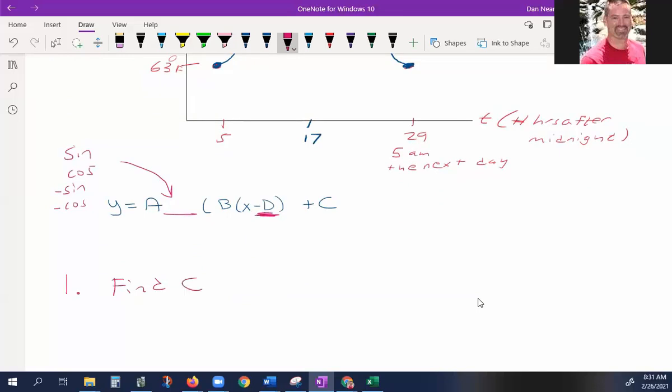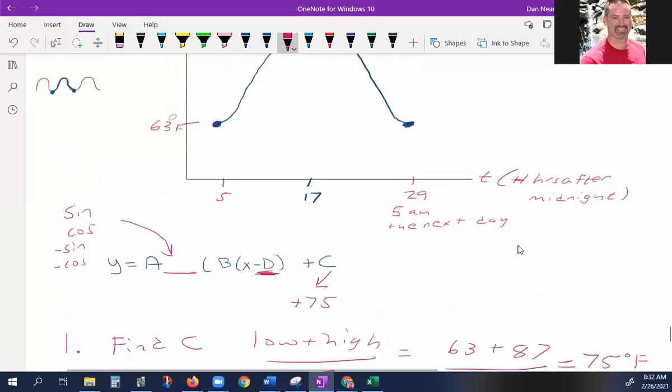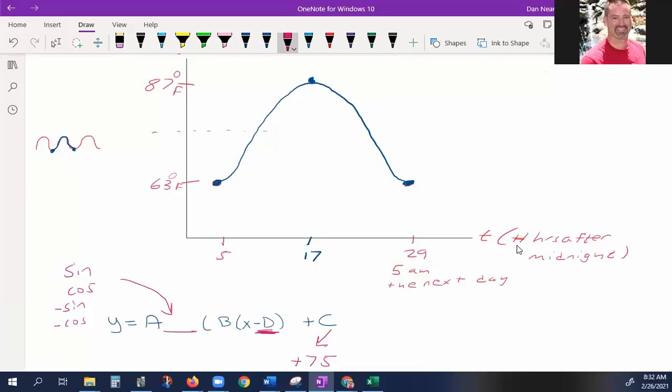That's find C. This can always be found by averaging the low and the high temperatures. My low is 63. My high temperature, if you go up and look, was 87. And the middle of those two numbers, the midline, would be found by just adding those and dividing by 2. Doing that, I get 75 degrees Fahrenheit. That would be your average temperature throughout the day. So that's the number that's going to go in for C. C is going to be 75. That represents the average temperature. I can put it in dotted. That would be the midline. y equals 75 degrees would be the equation for the horizontal line, which we call the midline.